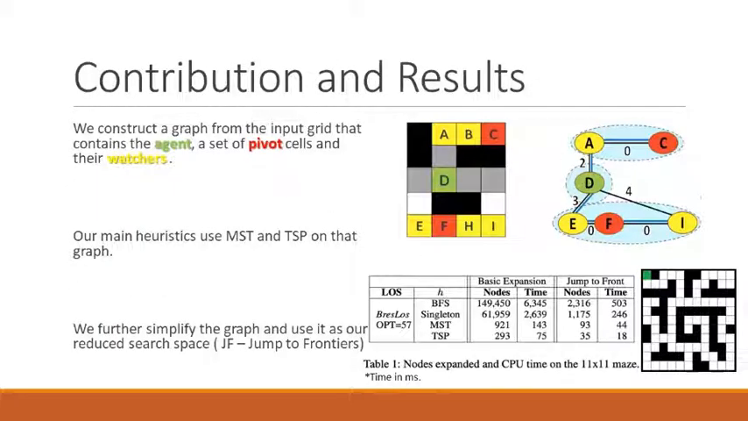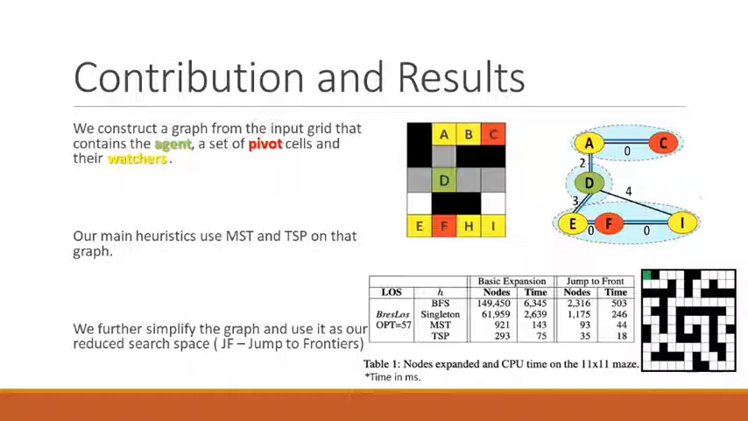Our heuristics are based on a graph constructed from the grid map. Our graph contains three types of vertices that represent cells from the grid map: pivots, watchers, and the agent. The pivots, colored red, are a set of cells which are not in the SeenList. The watchers, colored yellow, are the cells that have line of sight to any of the pivots. And finally, we add the agent vertex, colored green, to the graph.